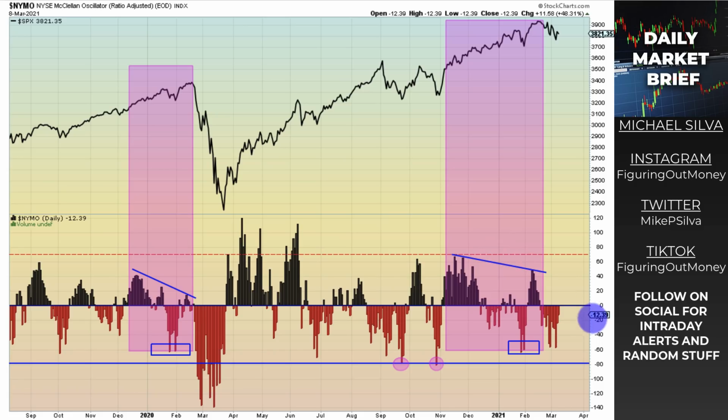Here's the NIMO breadth, minus 12.39 on the reading right here. It's not overextended by any means. This makes sense to me on this down day that we had. So we're going to continue to watch this negative divergence play out like it did here in 2020 and play certain extensions. So for example, when it comes down to minus 60, we can see some bounces as we've seen here, and over here too. And then when it gets up to this top range, that is a signal that we have an overbought territory, which would be a good area to take profits from.